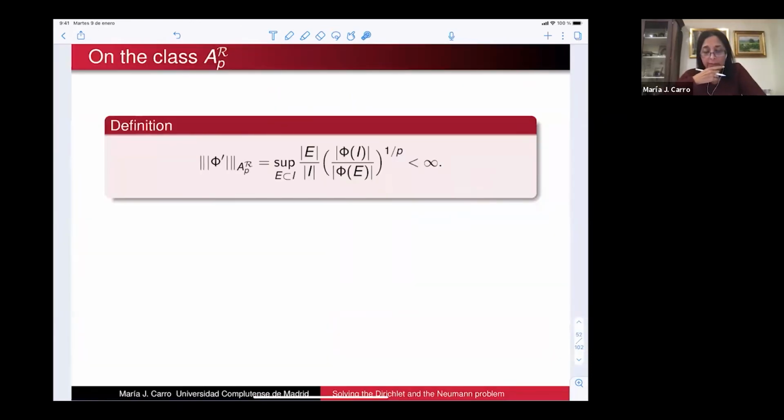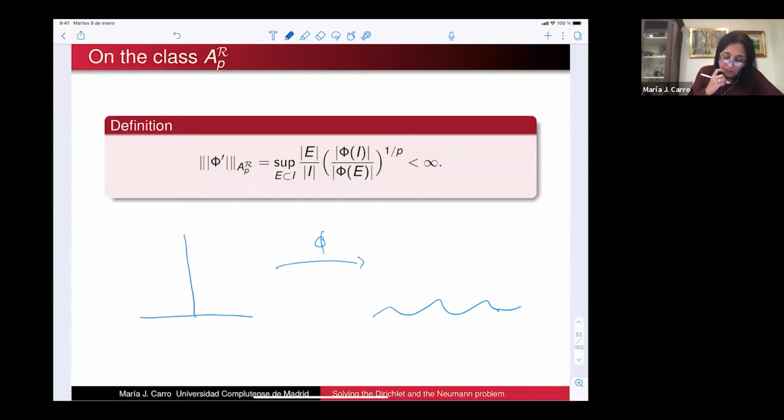Okay, so let us talk a little about this class APR. This class APR is defined in the following way. Remember we have here the upper half space, we have the function phi, and then we have the domain. What this definition says is that if we take y, any interval, we have here the image of the interval, so this is phi of y. And then we take any measurable set inside, so this is E, and we have phi of E. This class of weights requires that the measure of phi of E divided by phi of y has to be controlled in this way by the measure of E divided by y.